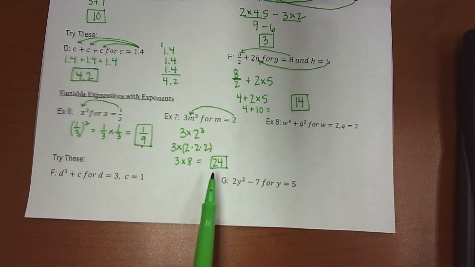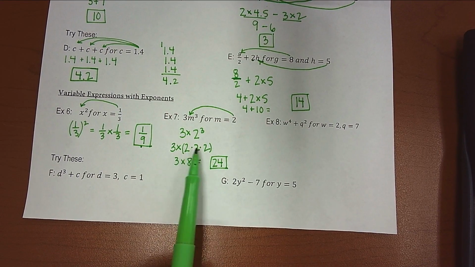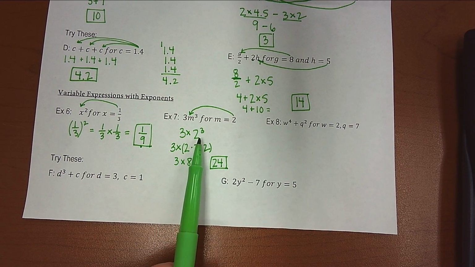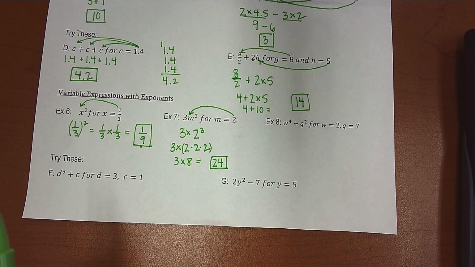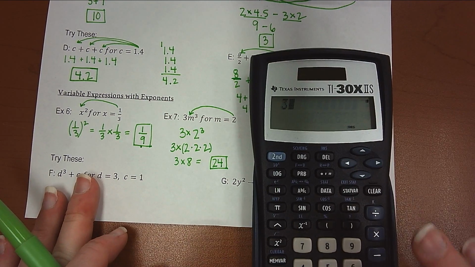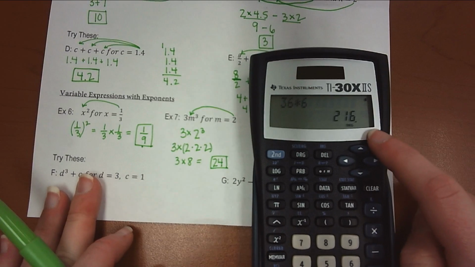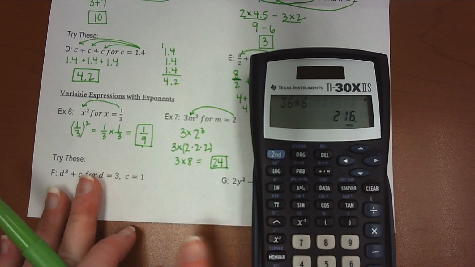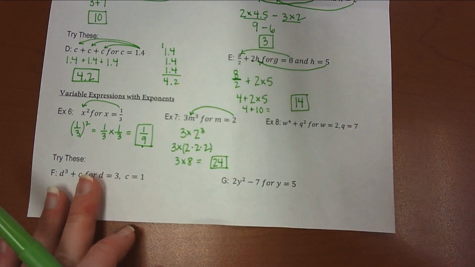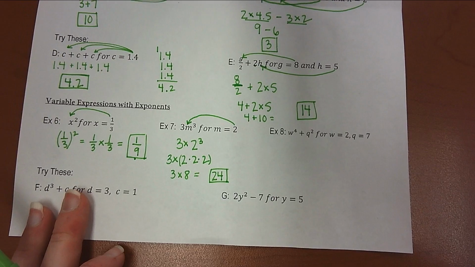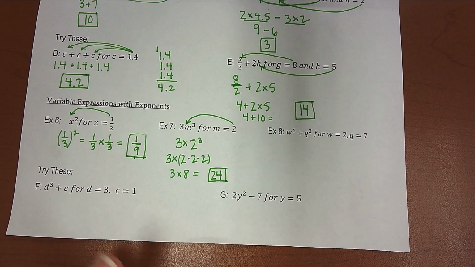If we had not done 2 to the third power first and we did 3 times 2 first, we would have gotten 6 to the third power. I know that 6 times 6 is 36, and then 36 times 6 gives us 216. That is not the same number as 24. So that's why it's very, very important that we are careful when we do this stuff and make sure that we're thinking about order of operations when we do it.